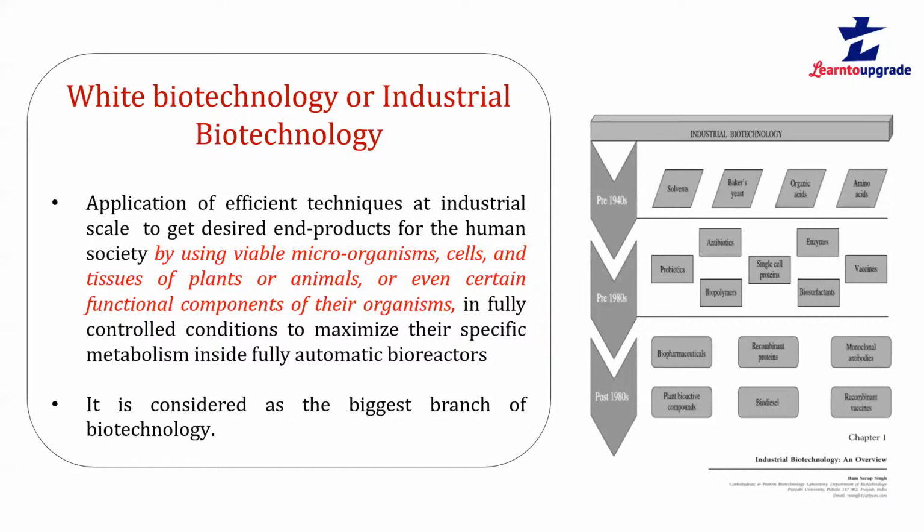You all know that these microorganisms, cells, plants, animal cells have a specific growth pattern, and this specific growth pattern takes place at certain conditions. So you have to optimize those conditions, not at the lab scale, but at the bioreactor scale. When we work at the lab scale, the control conditions will be totally different from when we work at the bioreactor scale. So industrial biotechnology is the biggest branch of biotechnology.